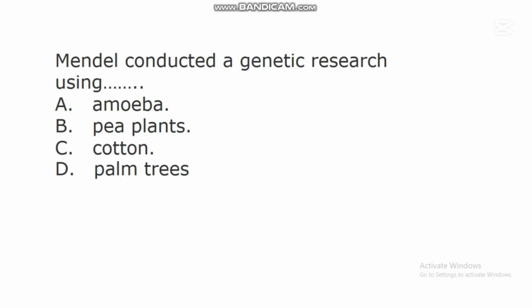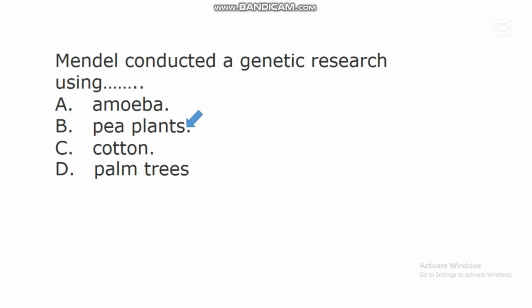The next question says, Mendel conducted a genetic research using dash. A. Amoeba. B. Pea plants. C. Cotton. D. Palm trees. In this question, the correct answer is B.